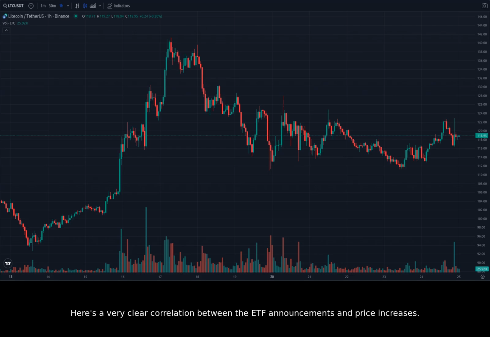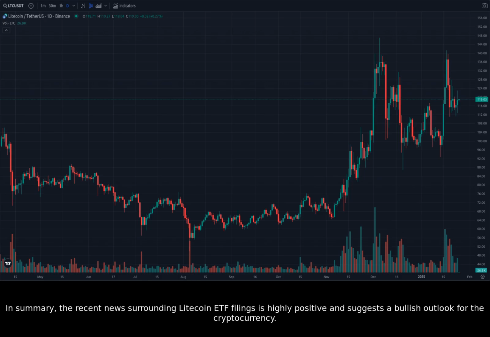Here's a very clear correlation between the ETF announcements and price increases. The most significant increases seem to occur shortly after the announcement. This demonstrates that Litecoin's price is very responsive to positive news. This responsiveness adds to the bullish outlook on Litecoin's short and long-term performance. In summary, the recent news surrounding Litecoin ETF filings is highly positive and suggests a bullish outlook for the cryptocurrency.